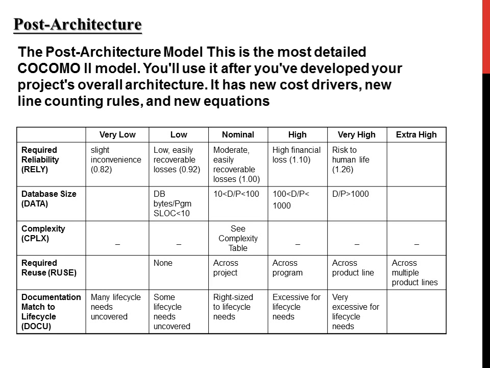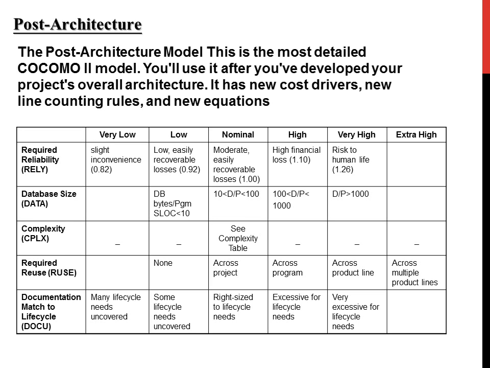Now I would like to discuss the post architecture model. This is the most detailed COCOMO 2 model. You'll use it after you have developed your project's overall architecture. It has new cost drivers, new line counting rules and new equations. And there's a table below which describes the required reliability levels: very low, low, nominal, high, very high and extra high. These are the different levels present in required reliability.